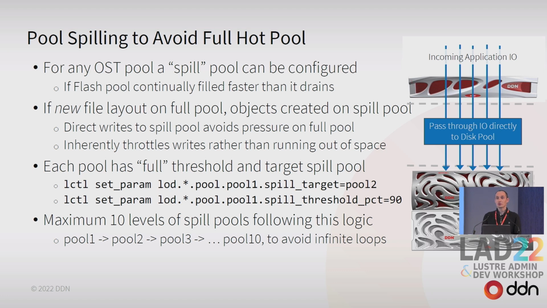This can be configured with two tuning parameters. The first one is to define which spill pool you want to use for a given pool, and the second one is the threshold percentage, so it means at which point of fullness you want to spill over to a different pool. And you can chain spill pools. We support up to 10 spill pools and not an infinite number, to avoid infinite loops.